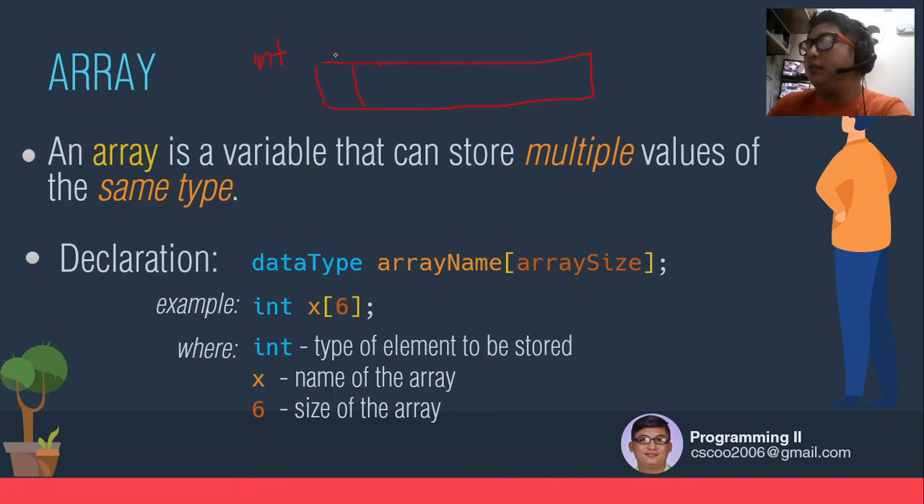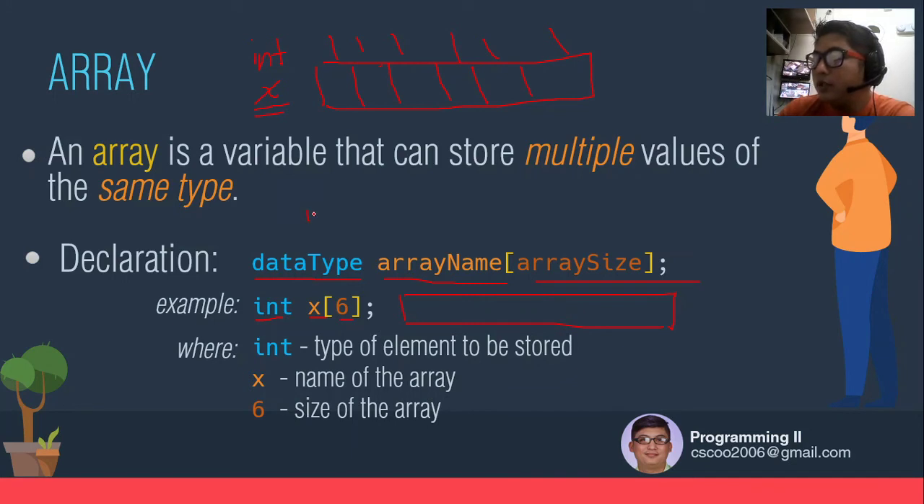So, for example, we have int x. You can store multiple values at the same time in one variable, which means variable x can handle several data at the same time. Okay, example, how do we declare them? You need to declare the data type, the name of the array, and the size. Example, int x[6], which means the variable x is created with 6 compartments.